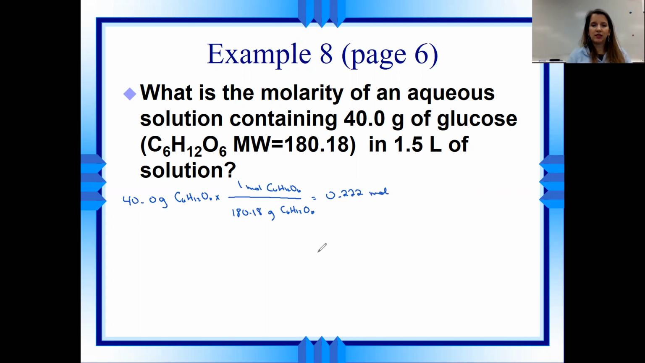Now that I've got my moles, I can find my molarity by taking my moles and dividing it by liters, 1.5 liters. And so I usually use my unrounded mole calculation from the calculator when I divide so that I don't end up rounding the sig figs until the very end. I can only have 2 sig figs here because of that 1.5, and so I would record my answer as 0.15 moles per liter, big M, molar, okay?